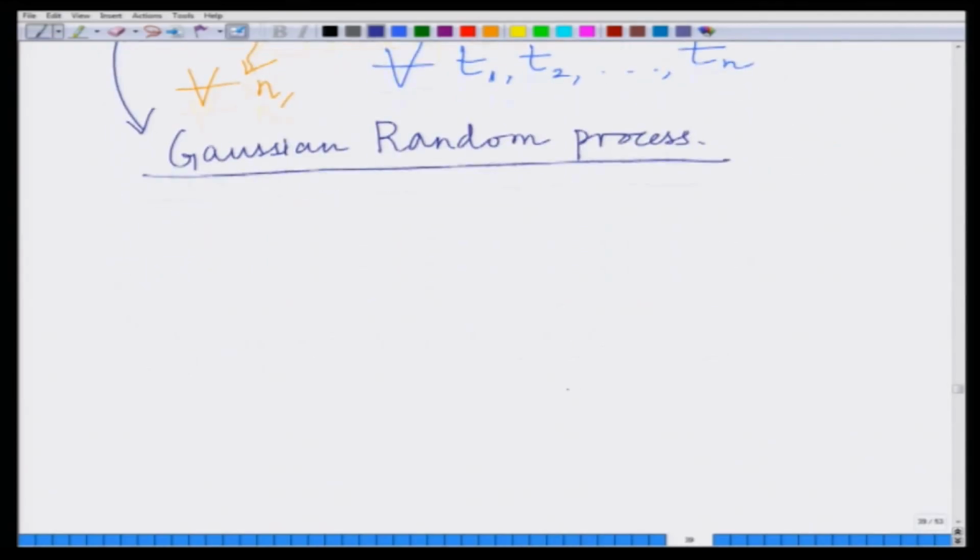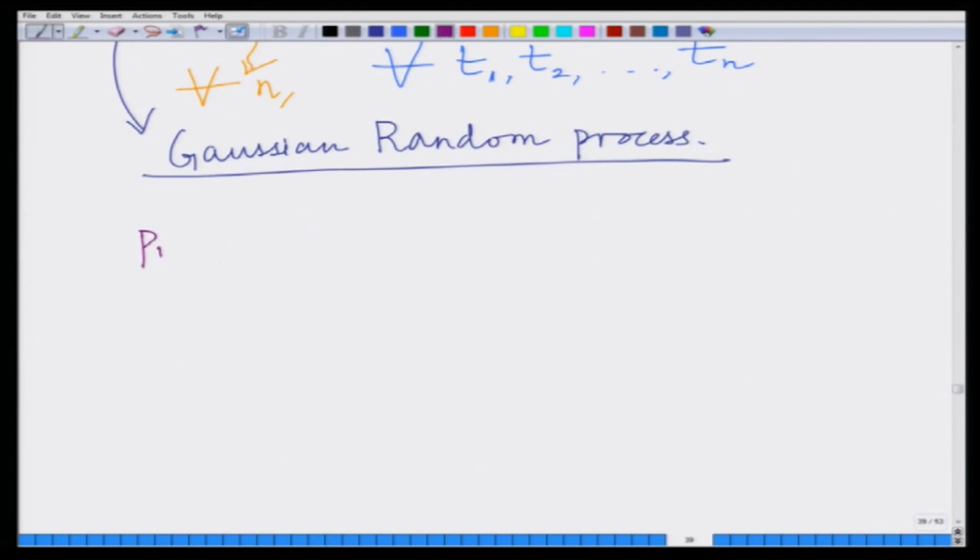And in the context of Gaussian random variables, we had also seen a very interesting property, that is a linear transformation or a linear combination of Gaussian random variables leads to another Gaussian random variable. So, we had seen that for a Gaussian random variable, what have we seen?